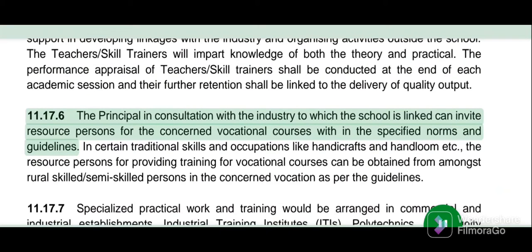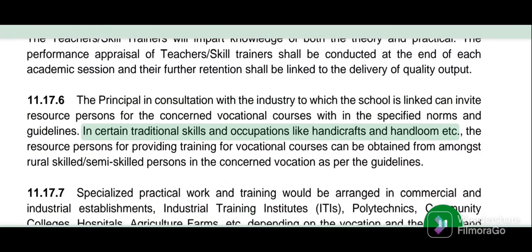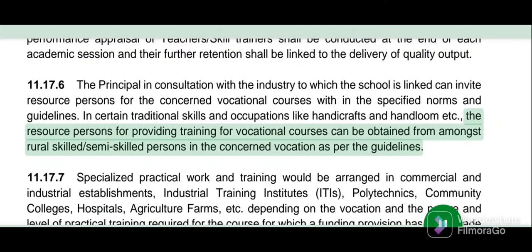11.17.6 The principal, in consultation with the industry to which the school is linked, can invite resource persons for the concerned vocational courses within the specified norms and guidelines. In certain traditional skills and occupations like handicrafts and handloom etc. the resource persons for providing training for vocational courses can be obtained from amongst rural skilled, semi-skilled persons in the concerned vocation as per the guidelines.